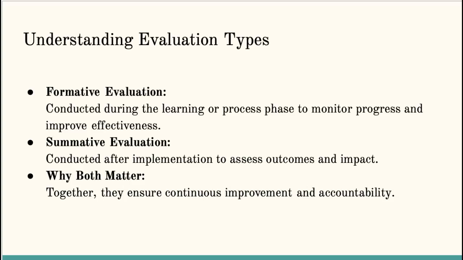Summative evaluation, on the other hand, happens at the end of a program or training. It lets us know whether the intervention was successful. Did it meet the intended goals? For instance, at the end of the 12-week training, a final performance test or job proficiency assessment would be summative. Using both types ensures that we're not just checking boxes, we're continuously learning, adjusting, and providing value to our stakeholders.